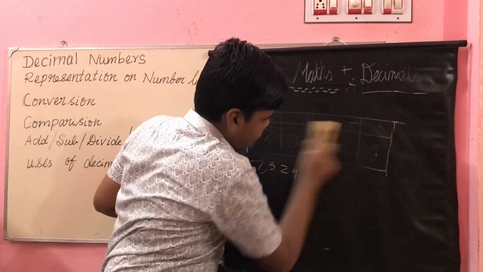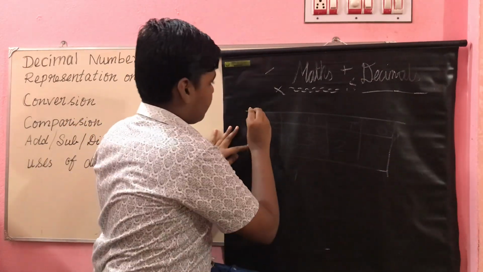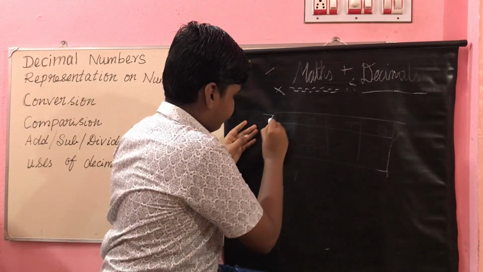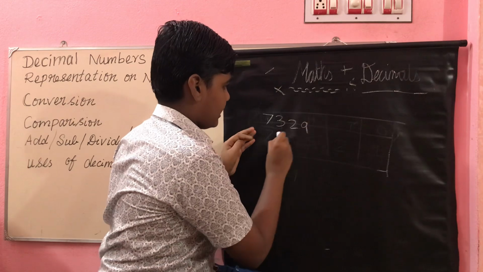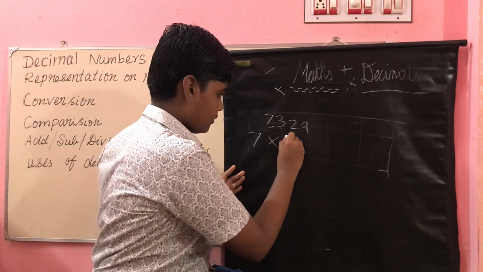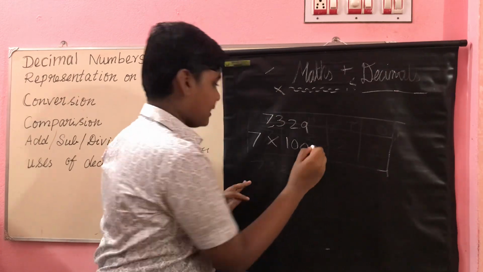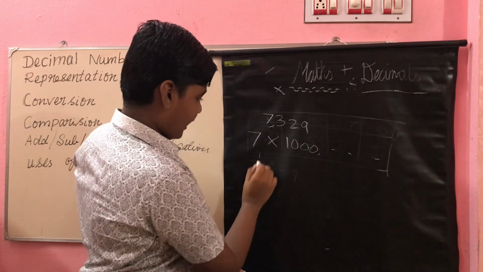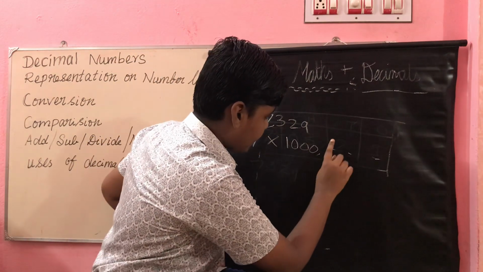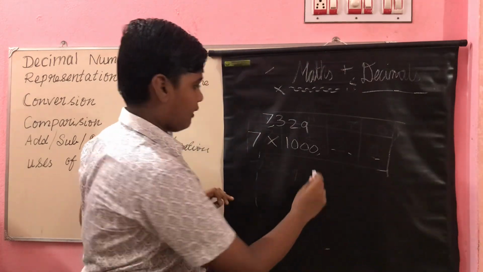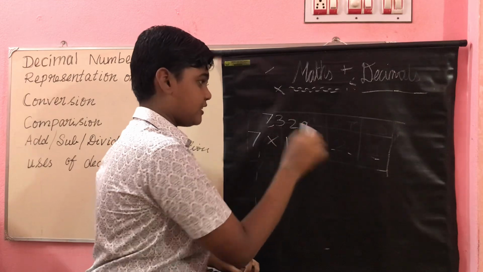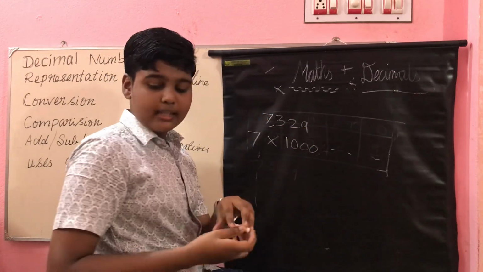I'm erasing it, okay? So the same number, 7,329. When we write it in the expanded form, we'll write it like this. We can either write like this or like this too. So 3 into 100, and the remaining. So I'll write it and show you. It will be 7 into 1000 plus 3 into 100 plus 2 into 10 plus 9 into 1. So it's known as the expanded form.